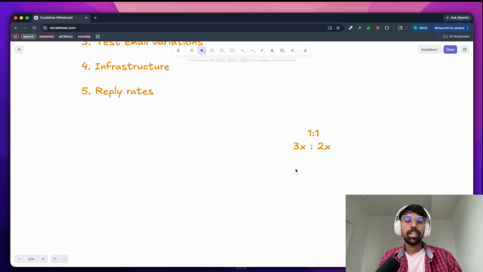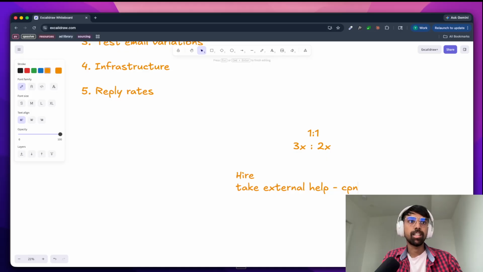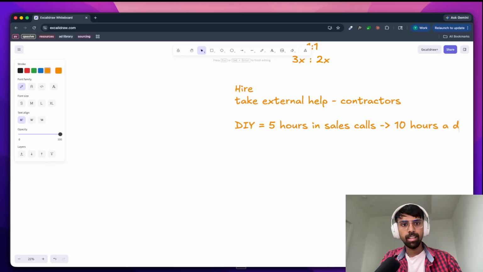It cannot happen immediately. For example, you might have to hire more SDRs, so you might have to hire people, or take some external help. Obviously, you cannot hire immediately, so you might have to take some external help, or hire contractors. Or if you're not hiring, you might need to just do it yourself. So instead of spending 5 hours a day in sales calls, you'll be spending, I don't know, 10 hours a day, right?